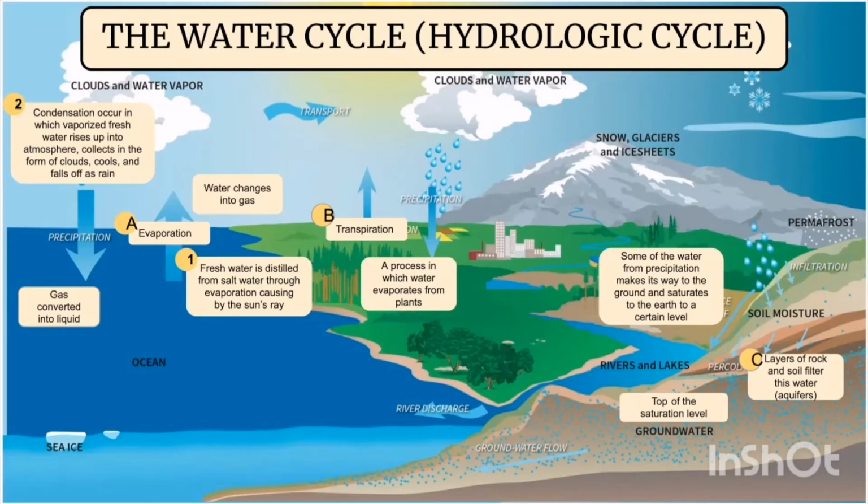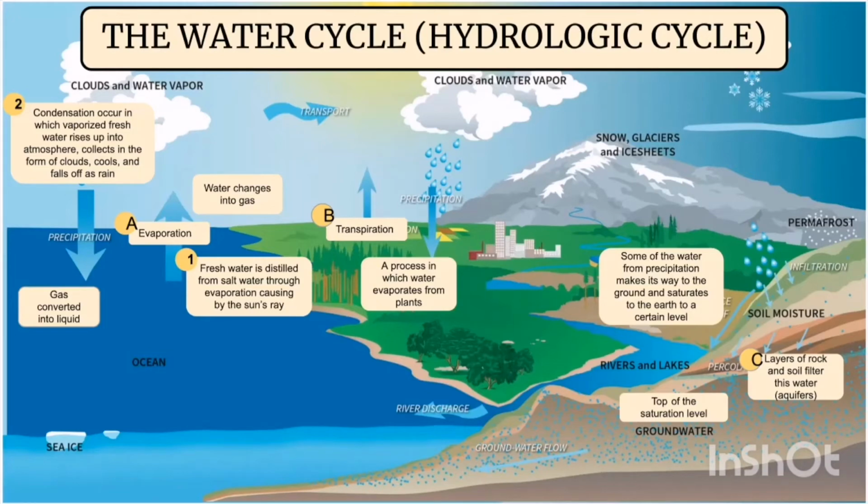Next, water also can be cycled through filtration by soils and rocks. Some of the water from precipitation such as snow, rain, and fog makes its way to the ground and saturates the earth to a certain level. Then layers of rock and soil filter this water, and this water is called aquifer.